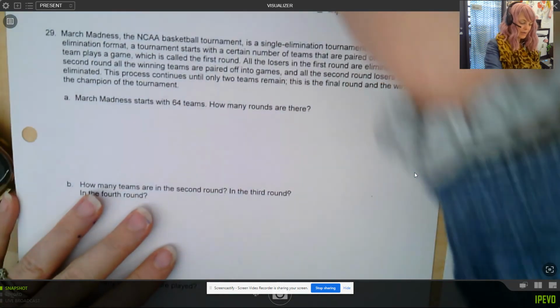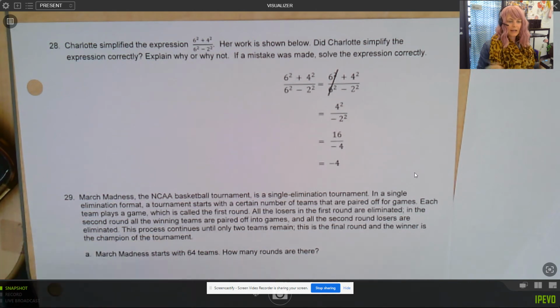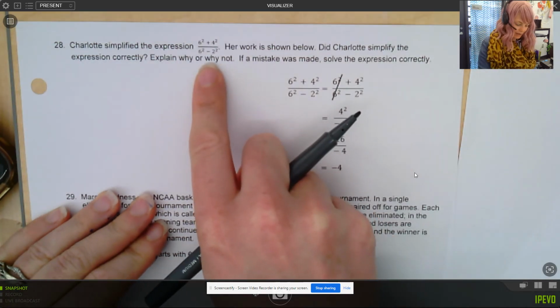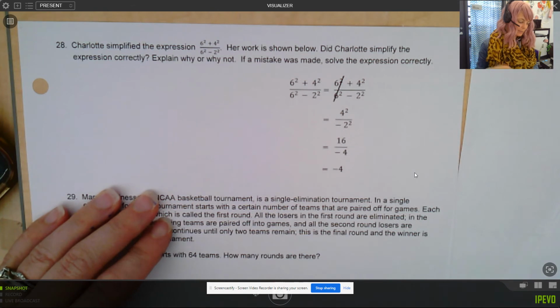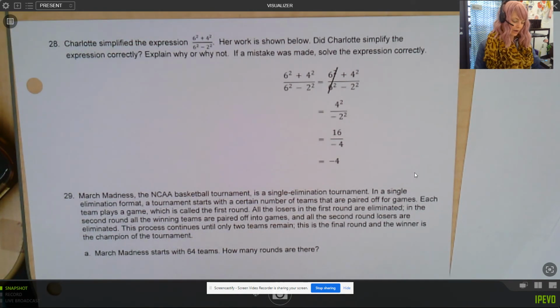So what we're going to do is we are just going to look at a quick mistake problem and then a word problem about March Madness, which I'm so excited that this year we will have it again. Okay, so Charlotte simplified this expression and her work is shown below. Did Charlotte simplify the expression correctly? Explain why or why not. If a mistake was made, solve the expression correctly. So pause the video right now and finish 28, and we will go over our answer.